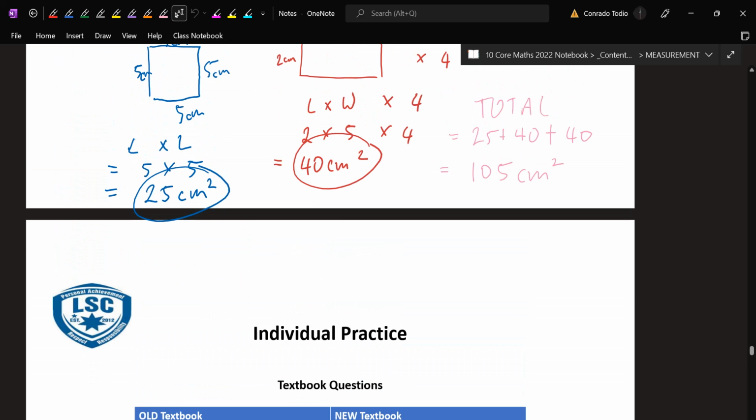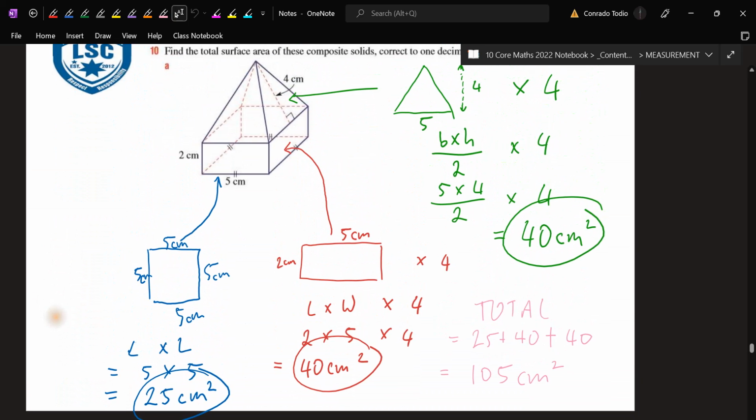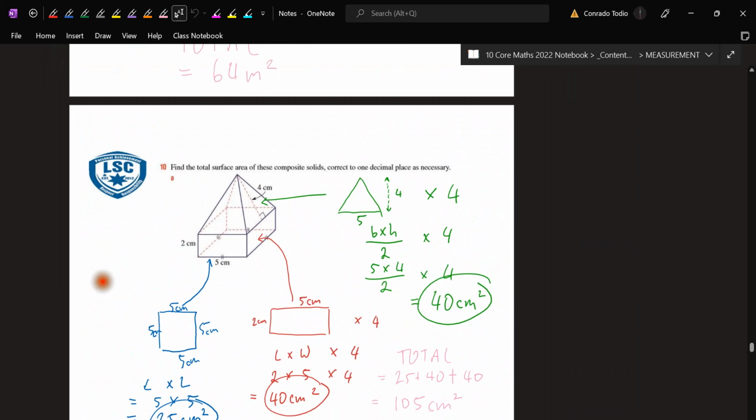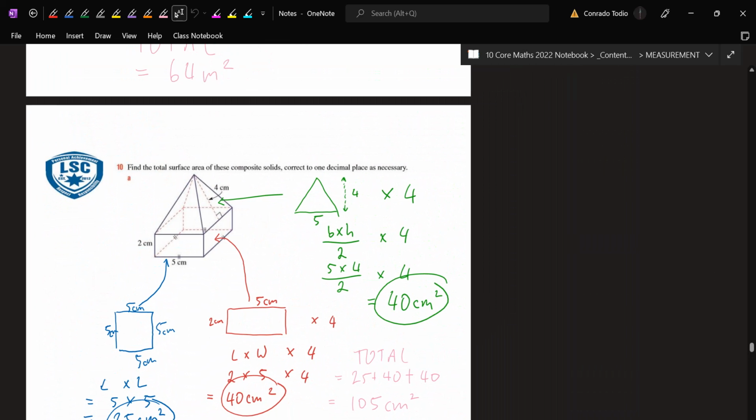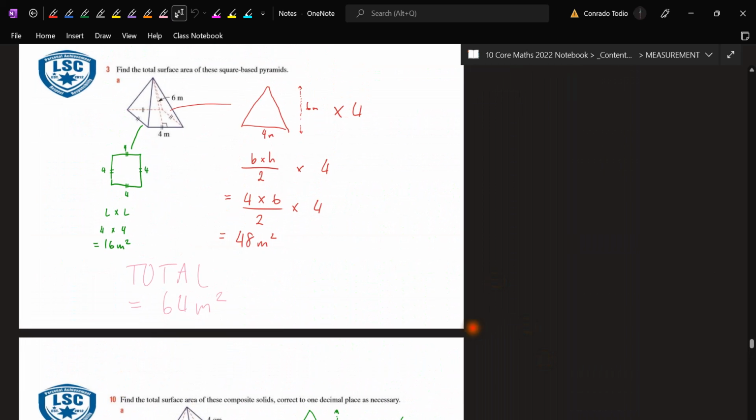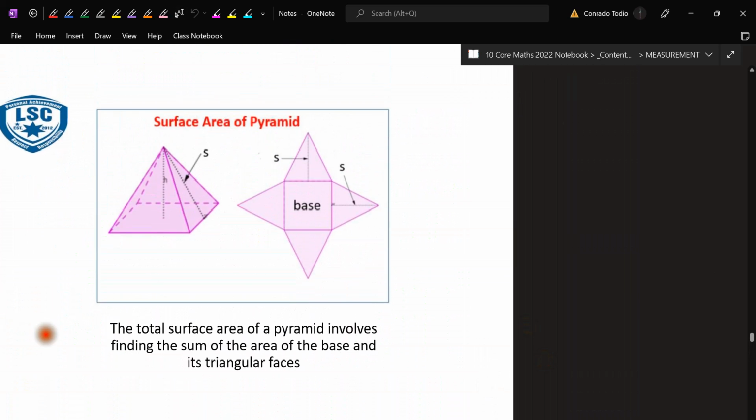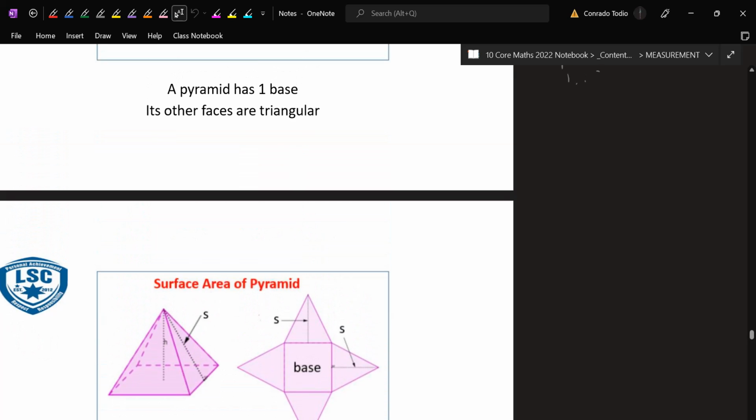So we're starting on volume. Now, last lesson and the ones before that, we looked a lot into surface area and area, okay? But with the surface area questions, we're looking into surface area of composite shapes.